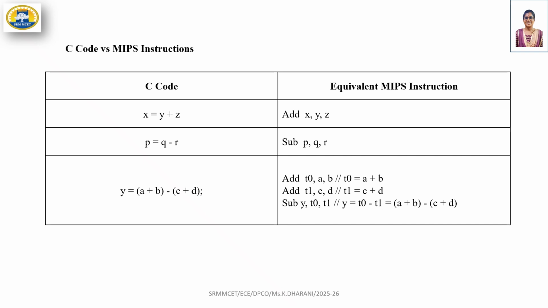Here we have Y equals A plus B minus of C plus D. That is, add T0, A, B, so T0 equals A plus B. Then T1 equals C plus D. After that, we subtract, giving Y equals T0 minus T1. In the earlier case, T0 equals A plus B and T1 equals C plus D, so we apply that rule in the last subtraction.